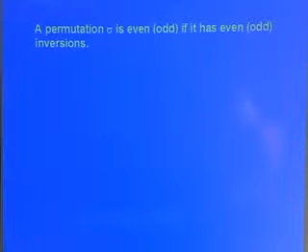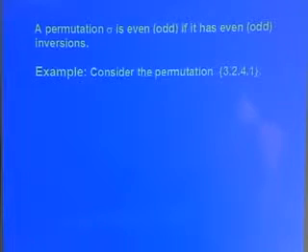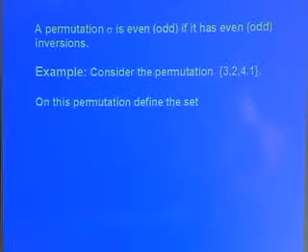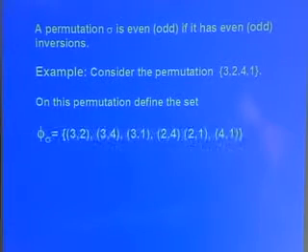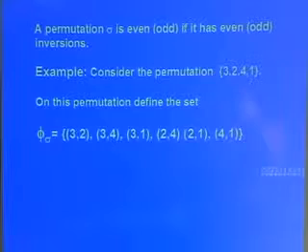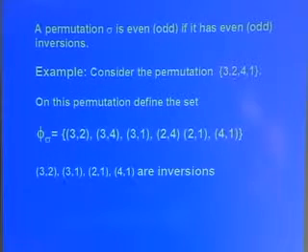A permutation sigma is even if it has an even number of inversions, and we call the permutation odd if it has an odd number of inversions. For this, let us consider the permutation 3, 2, 4, 1 on the set of the first 4 natural numbers. On this permutation we define the set phi sigma as (3, 2), (3, 4), (3, 1). These are the first three. Then we start with 2: (2, 4), (2, 1). These are the ordered pairs. Then we start with 4: (4, 1). So in all we have 6 ordered pairs in phi sigma.